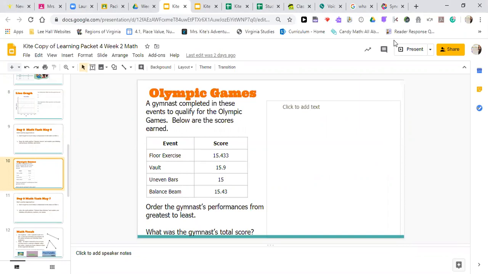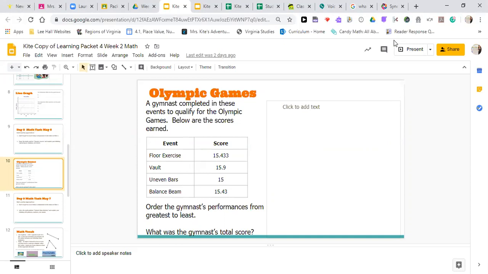The event floor exercise, a score of 15 and 433 thousandths was recorded. For the vault event, the score of 15 and 9/10ths was recorded. The uneven bars, the score of 15 was recorded. And for the balance beam, a score of 15 and 43 hundredths was recorded. So our task is to order the gymnast performances from greatest to least and to determine the gymnast's total score. So we're going to go over specifically the ordering today.